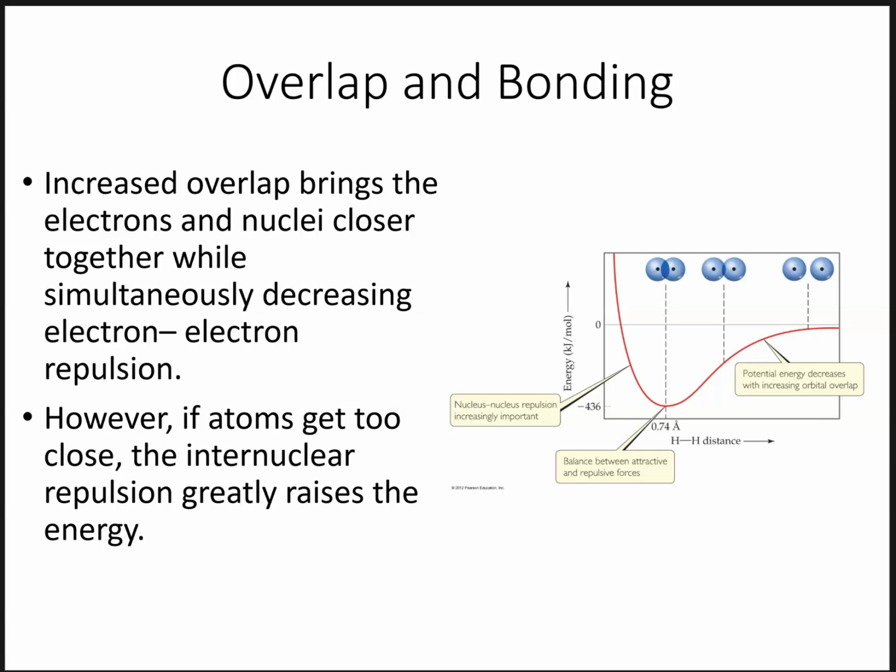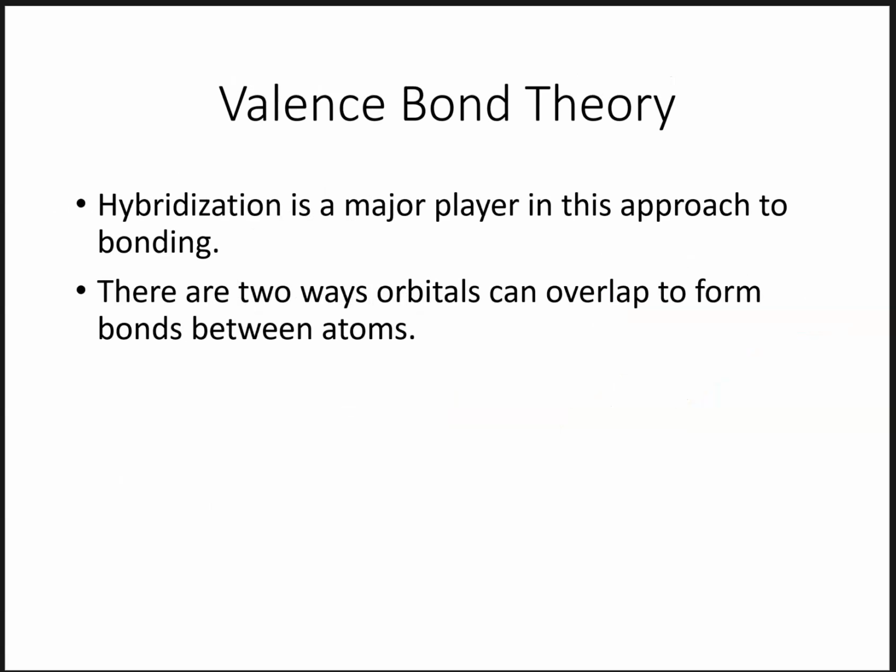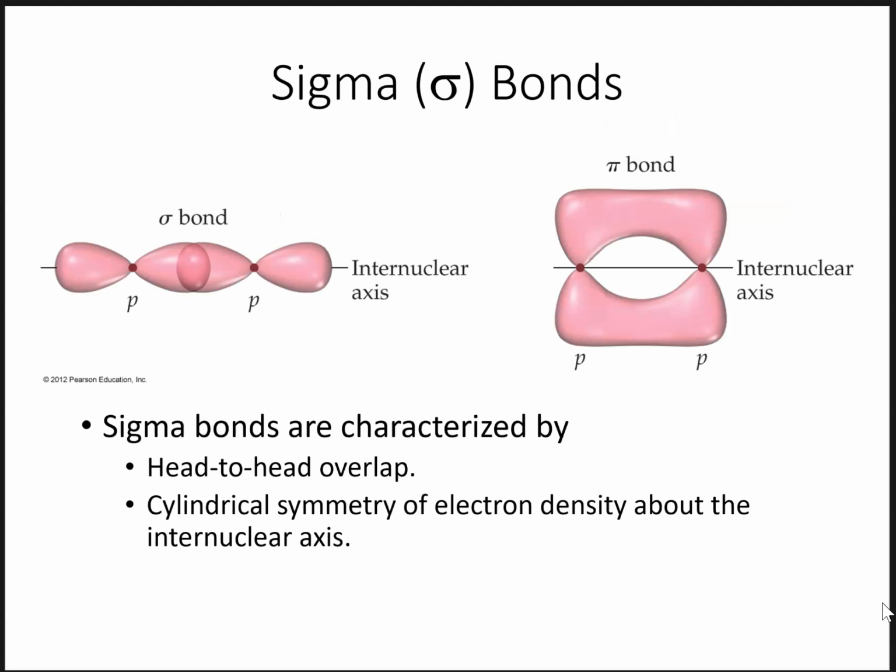Now, when we talk about bonds, we talk about valence bond theory. In valence bond theory, we're really talking about hybridization. How do the atomic orbitals change when they form a covalent bond? There are two ways in which bonds can form, or two types of bonds that we can have. The first type is known as a sigma bond.